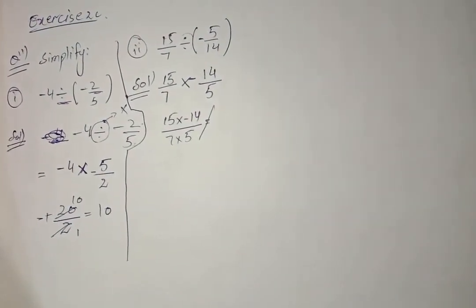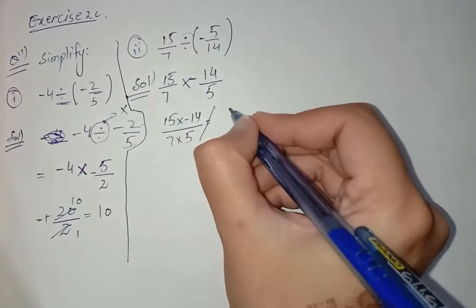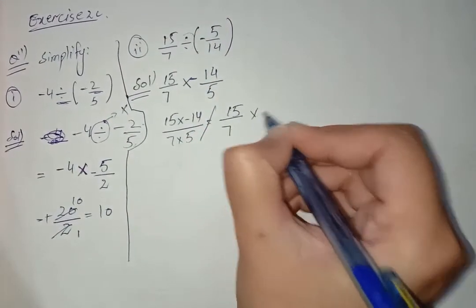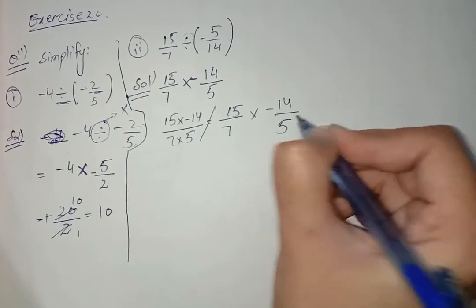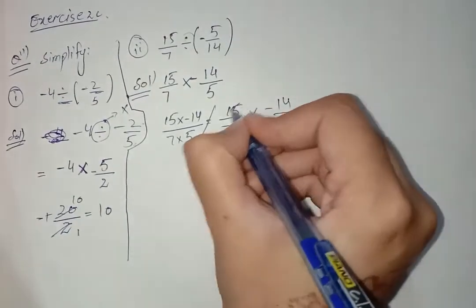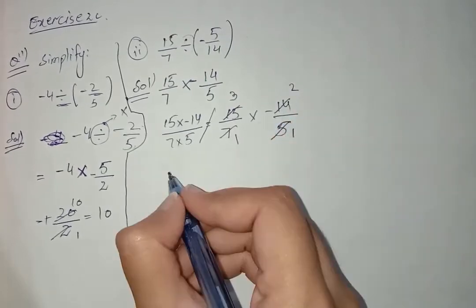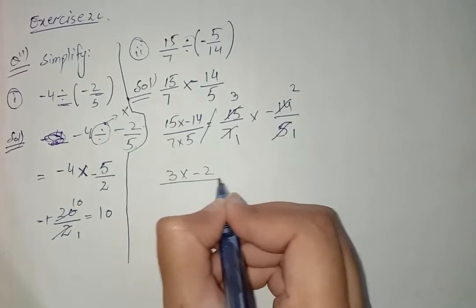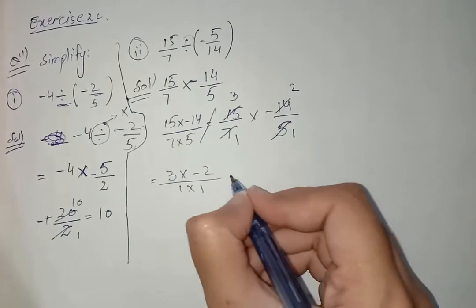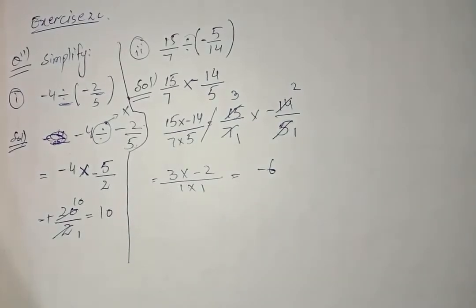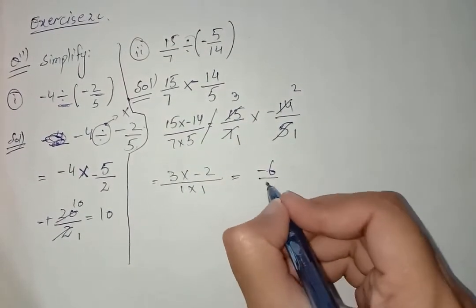The other method is that 15 by 7 is multiplied with minus 14 by 5. We have to start cutting. 5 1s are 5, 5 3s are 15, 7 1s are 7, 7 2s are 14. So 3 is multiplied with minus 2 and 1 is multiplied with 1. 3 2s are 6, minus 6 is the answer, and 1 1s are 1.